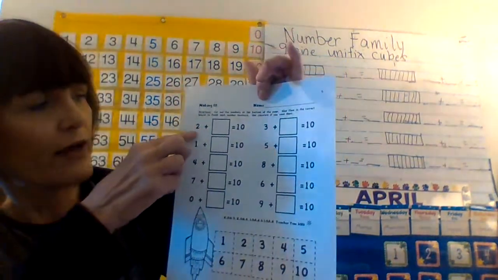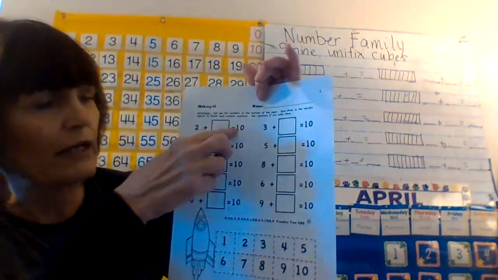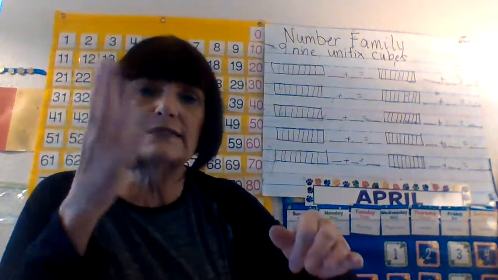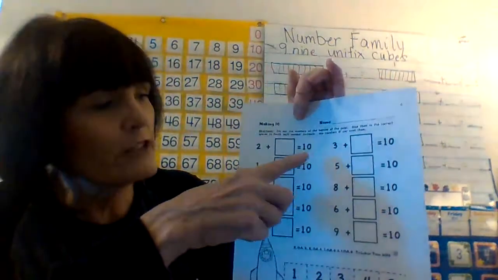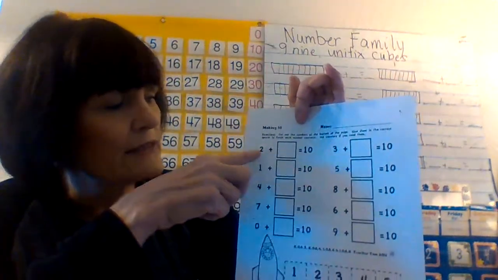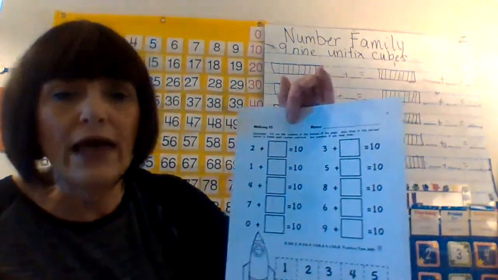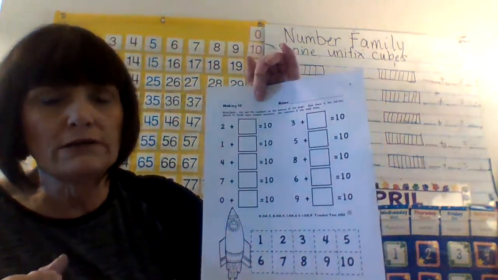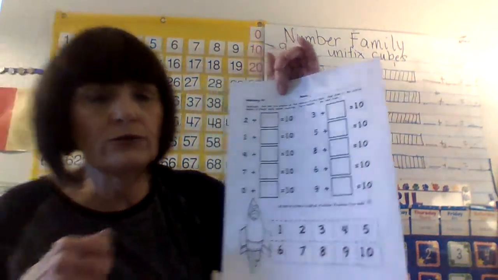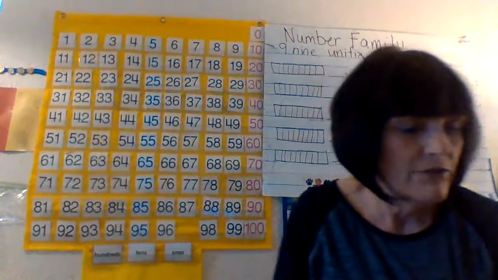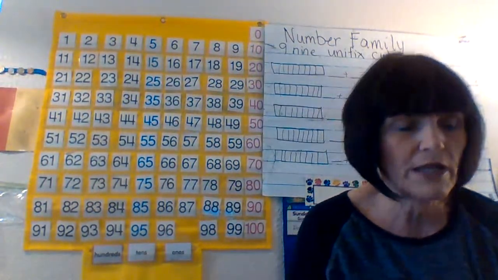How can I figure out if 2 plus what equals 10? I could count on: 2, 3, 4, 5, 6, 7, 8, 9, 10. Oh, 2 plus 8 equals 10. Or I could do the opposite operation. I could take 10 and subtract 2, and that would equal 8 also. Cut and glue. That is the last page that we need to go through.